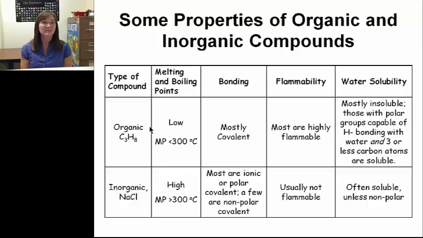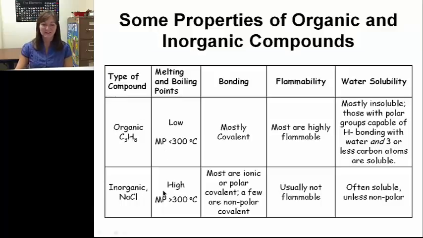Okay, some properties of organic versus inorganic molecules. Now, these are just a generalization. You need to know that there's always exceptions to the rules. But if we start off here looking at organic compounds, the melting and boiling point, they have relatively low melting and boiling points. So an example is most of the melting points are less than 300 degrees Celsius. Well, you might say that that's not very low. I mean, water boils at 100 degrees Celsius, and we all know that's pretty hot. But relatively, compared to your inorganic compounds, organic compounds have a much lower melting point than your inorganic compounds.